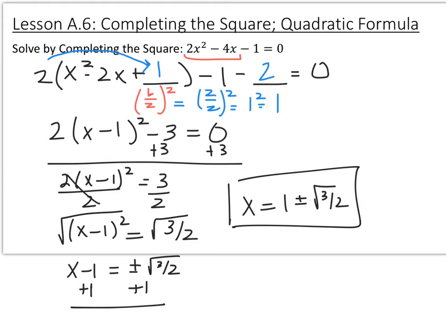Now I need to get rid of the squared, so I'm going to square root both sides. Whenever you take the square root to solve an equation, you need plus or minus. So you get x minus 1 equals plus or minus the square root of 3 over 2. Add 1 to both sides, you end up with x is equal to 1 plus or minus root 3 over 2. You cannot divide this 2 away too early. You have to wait until you're solving, because when we go to graph these parabolas, this 2 has meaning as part of our transformations.